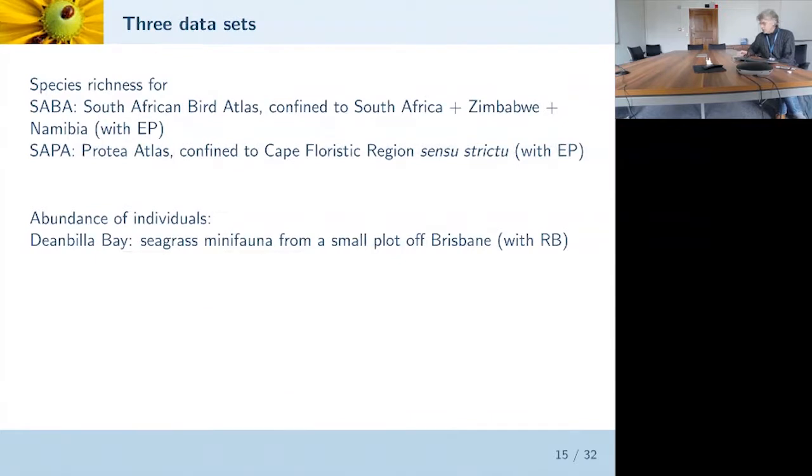Okay, so my three data sets that I want to show you: the South African Bird Atlas, South African Protea Atlas, and D'Anvila Bay. So I'm looking at species richness, and this is where I want to talk about the species-area relation. And here I'm looking at actual density pattern of individuals rather than of numbers of species. The other difference is that the actual plot in D'Anvila Bay was very small compared to these, which are gigantic. South Africa, Zimbabwe, and Namibia, and this is the entire characteristic region in a strict sense, which is small compared to this, but still gigantic compared to the other one.